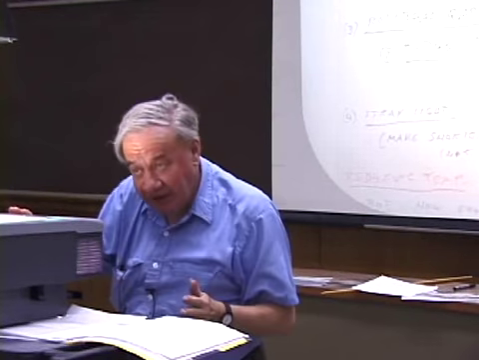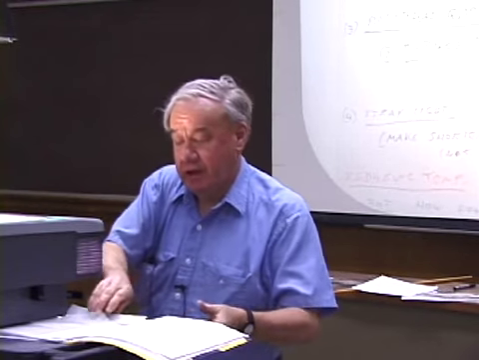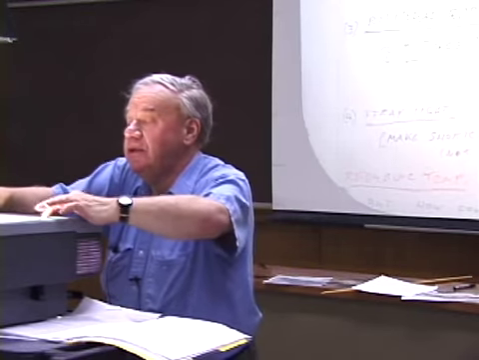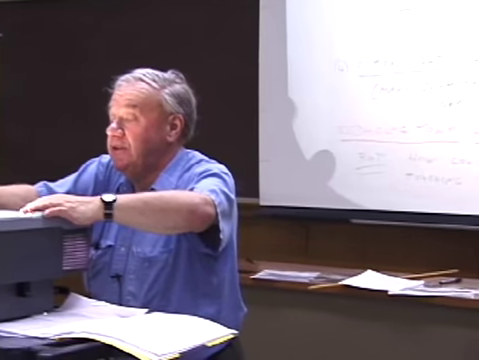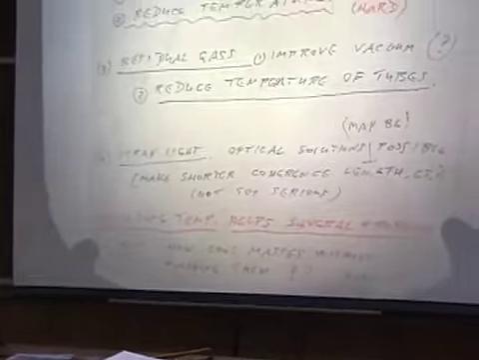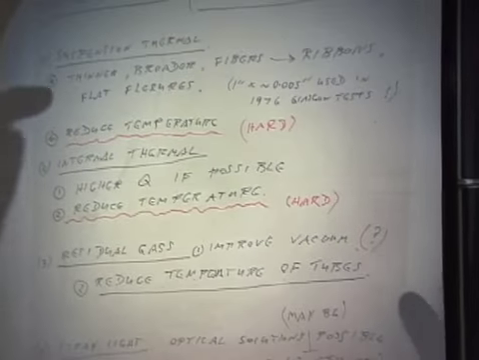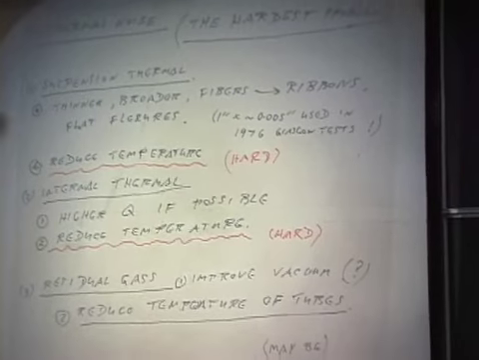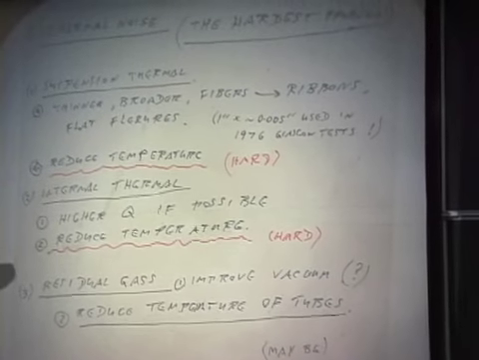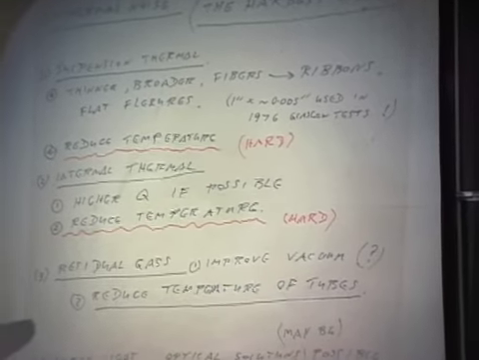Internal noise is a lot tougher. There's not much you can do there except getting higher Q material, and the stuff that's being considered now, sapphire and so on, is pretty well as good as you can get. So you may have to reduce the temperature, and you can see that would help. It would help the internal thermal noise. Residual gases, you would certainly improve that.